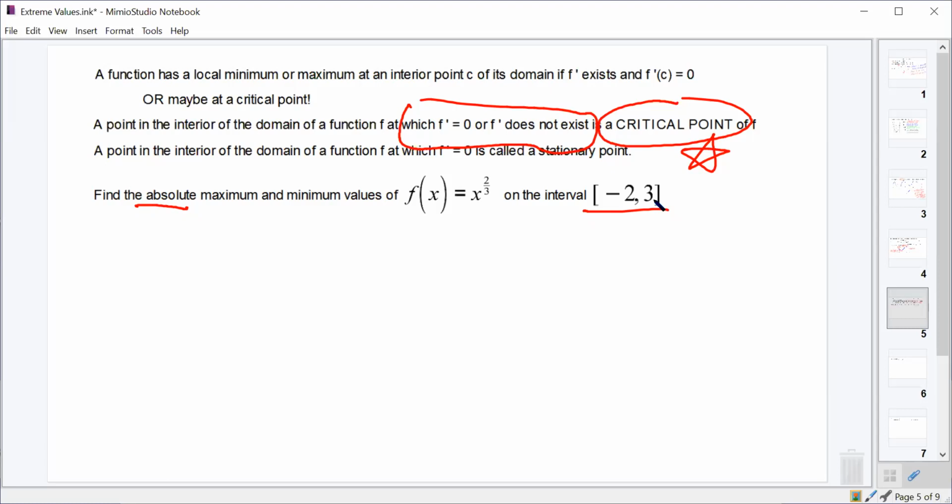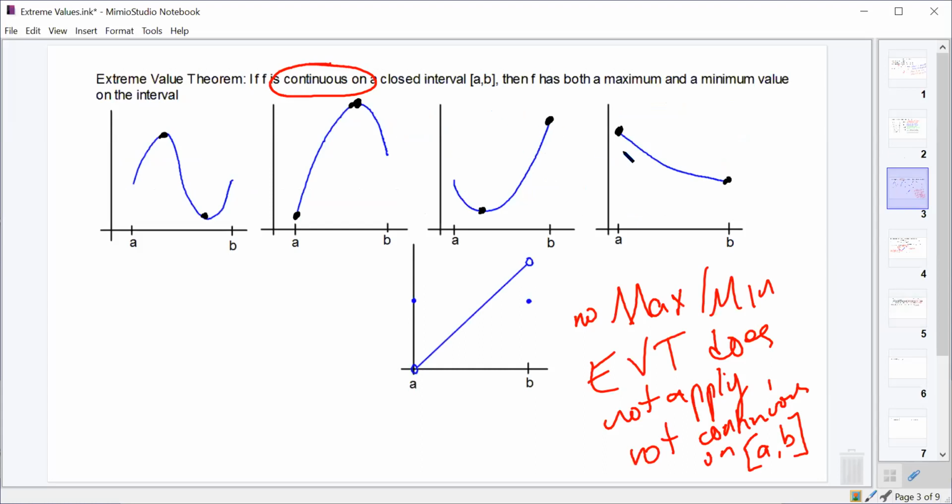Yes, because of the extreme value theorem, this is a closed interval. This function is continuous from -2 to 3. We are guaranteed to have an absolute max and an absolute min. Now, there are multiple possibilities as to where those could occur. They could occur at the endpoints, right? Just like when we looked at all these pictures. They could occur at the endpoints, but they could also occur at an interior point. True?